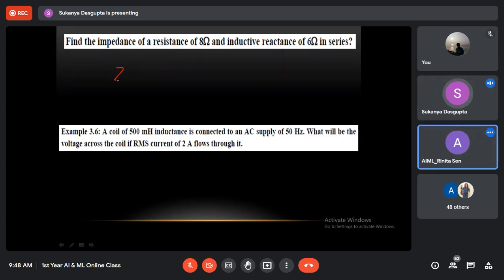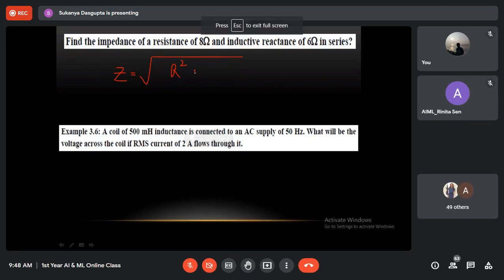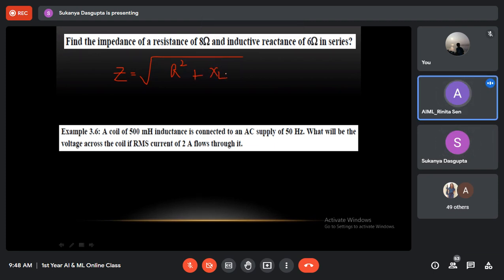Impedance. Can anyone tell me what is the formula of impedance? Root over R square plus (XL minus XC) square. Yes. So in this question, XC is not present, right? So we'll not consider XC. Only the inductive reactance is given in the problem. So you can write XC square here, but XC is 0 in this problem.